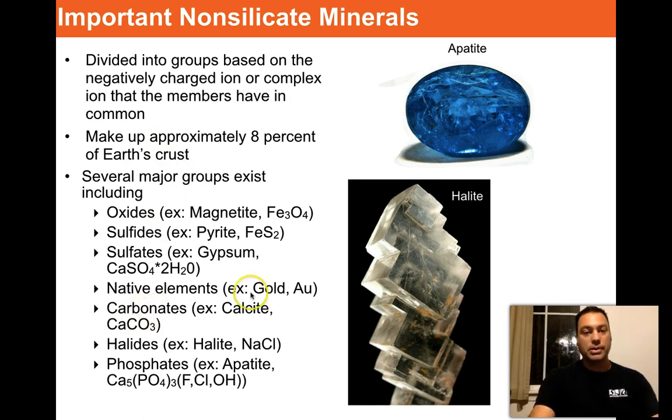So the list here are the phosphates, the halides, the carbonates, the native elements like gold, sulfates, sulfides like pyrite. That's another way of saying fool's gold, oxides. And so here's the mineral halite, which is a halide. And of course, apatite, which is up here, is also an important phosphate mineral.